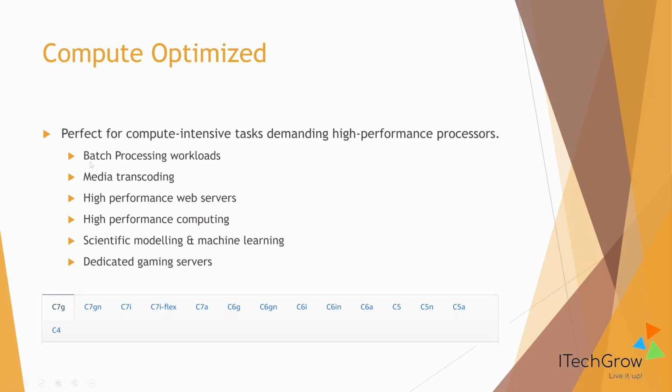Next is compute optimized, which is perfect for compute intensive tasks demanding high performance processors. It is useful when we are doing batch processing workloads, media transcoding, high performance web servers, high performance computing, scientific modeling, machine learning, and dedicated gaming servers. When we are playing games, obviously it needs more CPU, so in that situation we can also use compute optimized. All the compute optimized instance types start with C. You can see these are the compute optimized instance types.